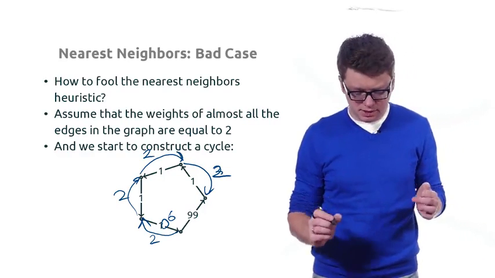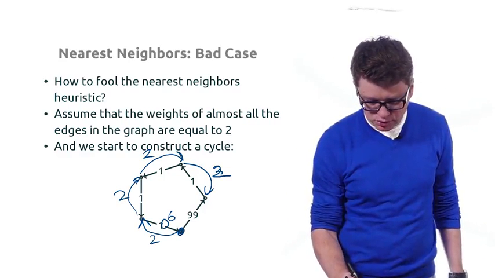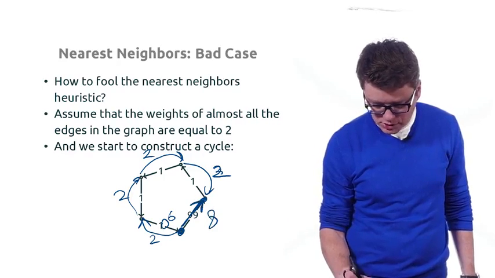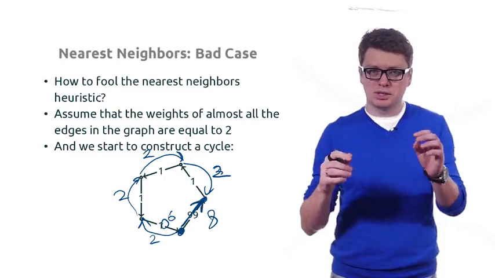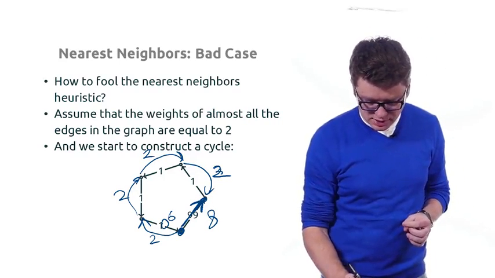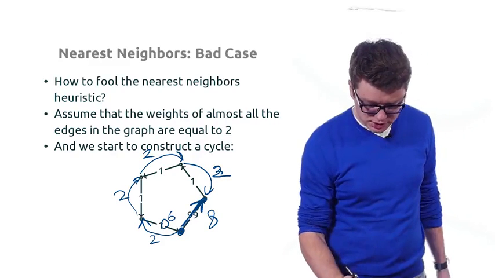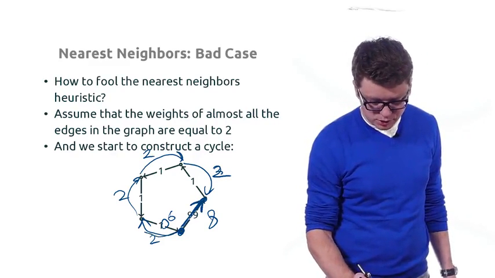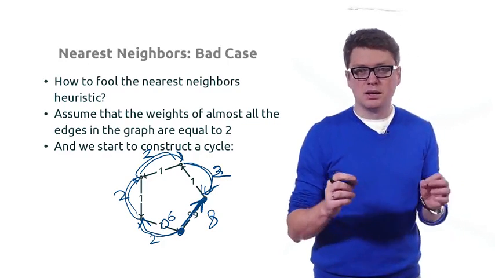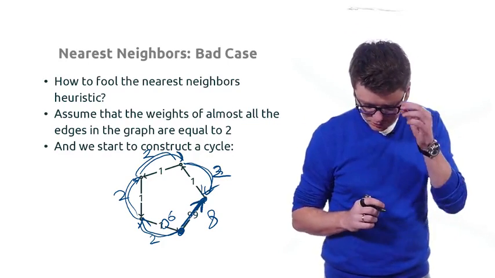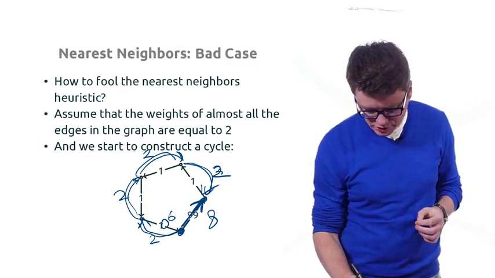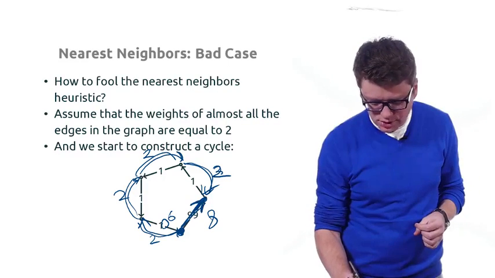But this would mean that an edge from this node to this node should have weight at most 8, right? Just because it is a Euclidean graph, and in this case, just by triangle inequality, we know that if we go like this, this, and this, it should not be longer. It should not be shorter, I'm sorry, than just going directly from this node to this node.